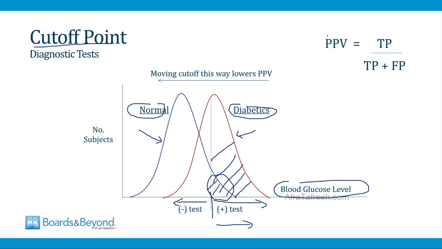So this cutoff point will give us some number for positive predictive value equal to the true positives, and there are a lot of those as indicated by the red curve, divided by the true positives plus the small number of false positives. And what you need to know for your board exams is that if you move the cutoff point in this direction, it's going to lower the positive predictive value.